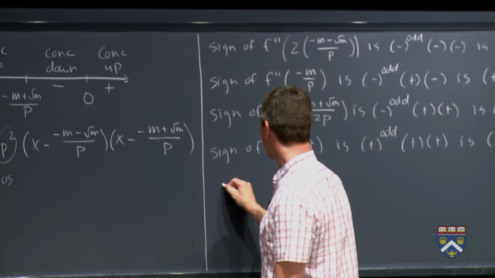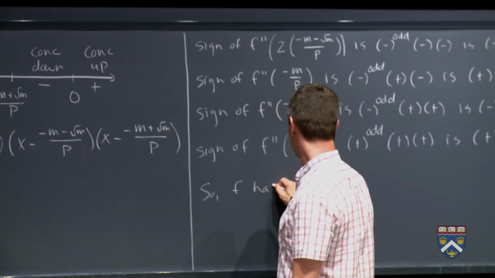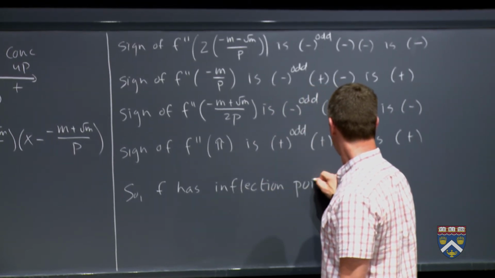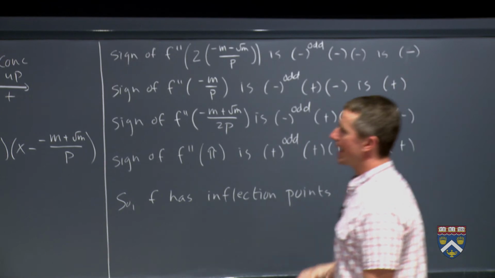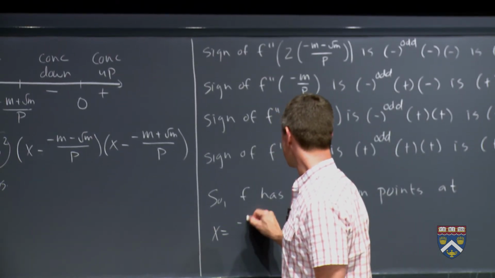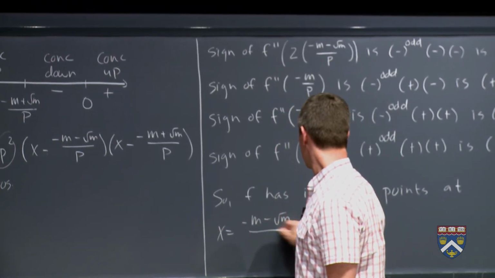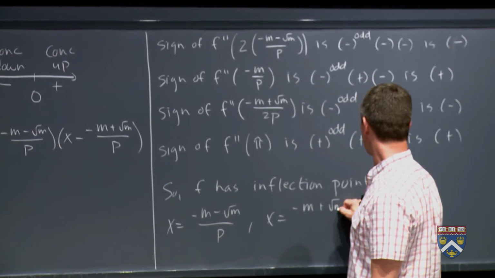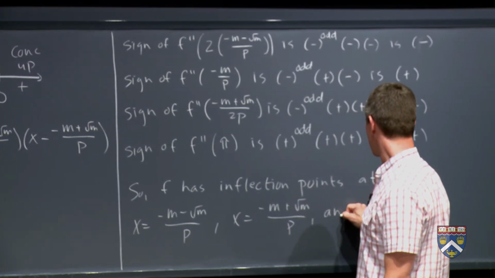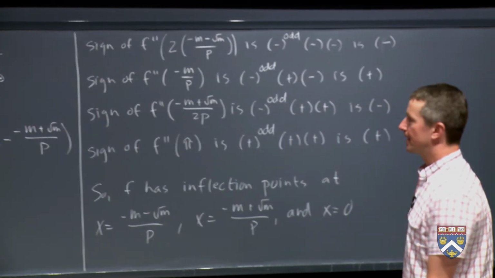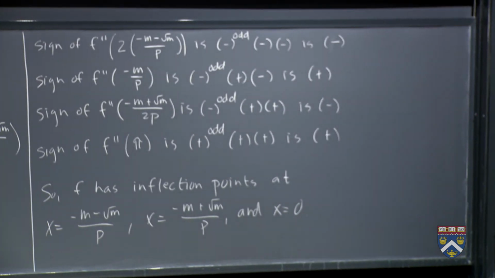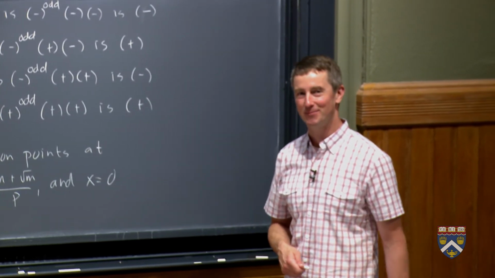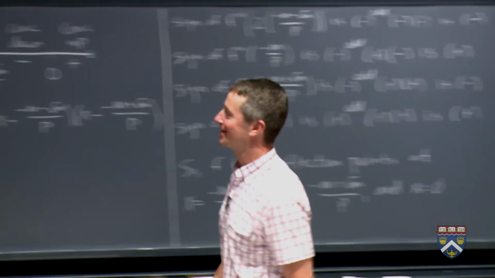So f had 3 inflection points. So f has inflection points at x equals -m minus root m over p, x equals -m plus root m over p, and x equals 0. Wow. Look at that. You should look back at that second board or your notes and think how far you've come since the beginning of the semester, how much progress we have made.